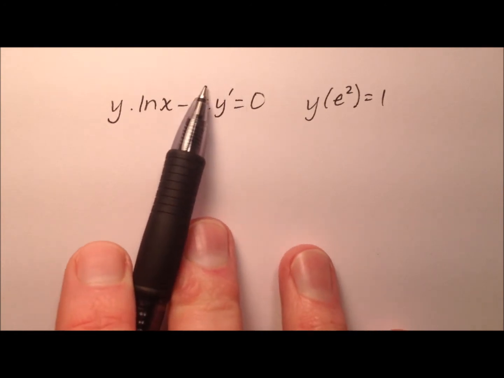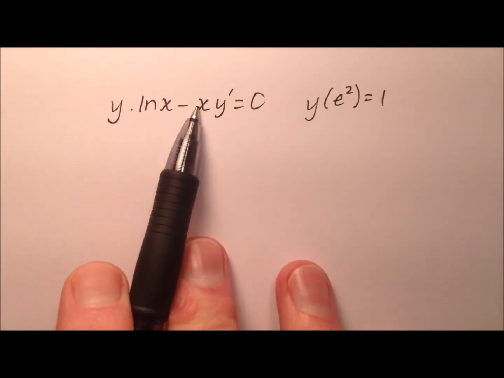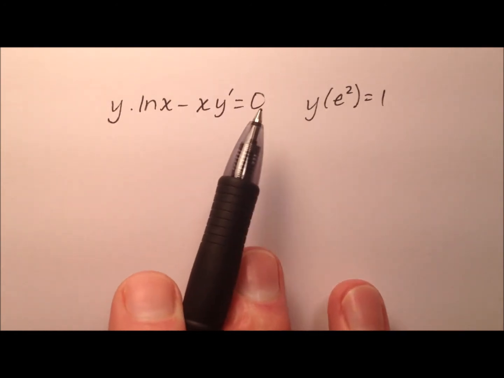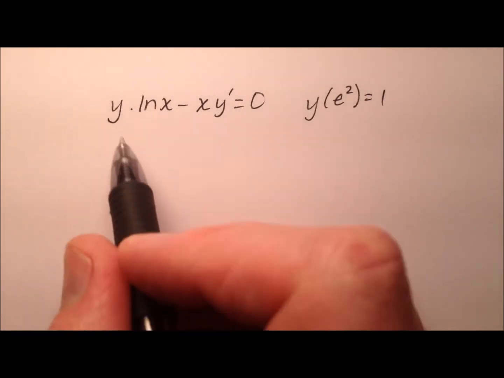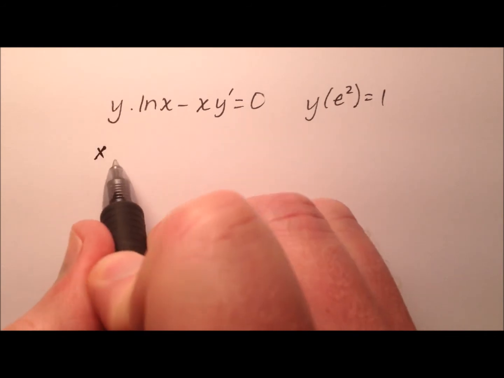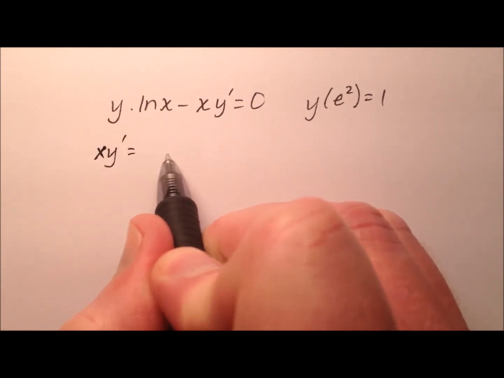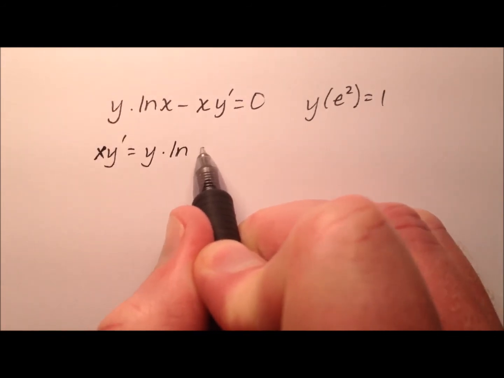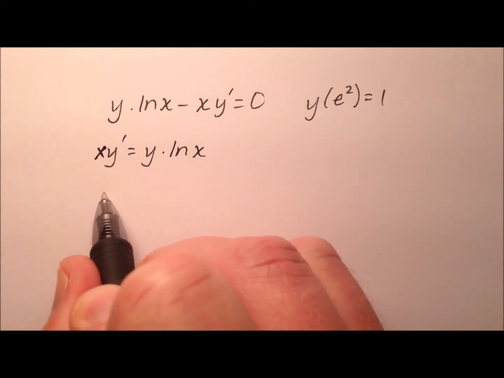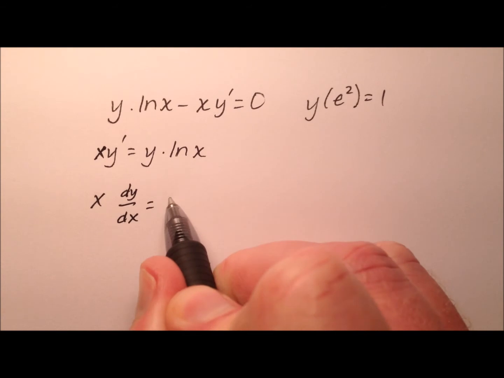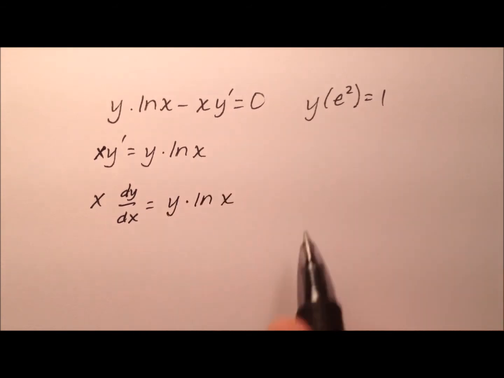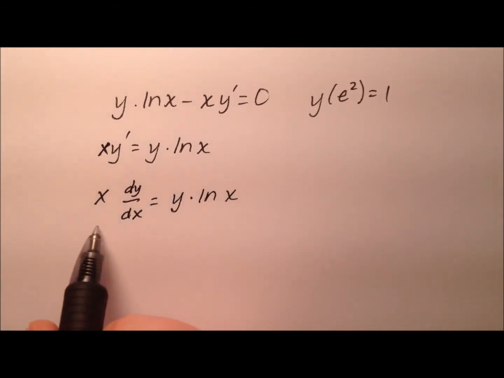So let's go ahead and transition this negative xy prime to the right to make it positive, and then let's go ahead and switch both sides of the equation using our symmetric property of equality. So ultimately I'm going to end up with xy prime equals y times the natural log of x. And when we go ahead and change our y prime to dy/dx, we can get a good idea of where our x's need to go and our y's need to go.